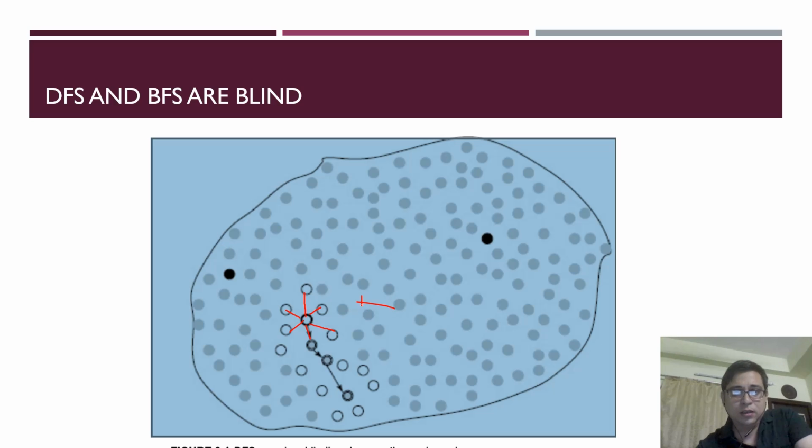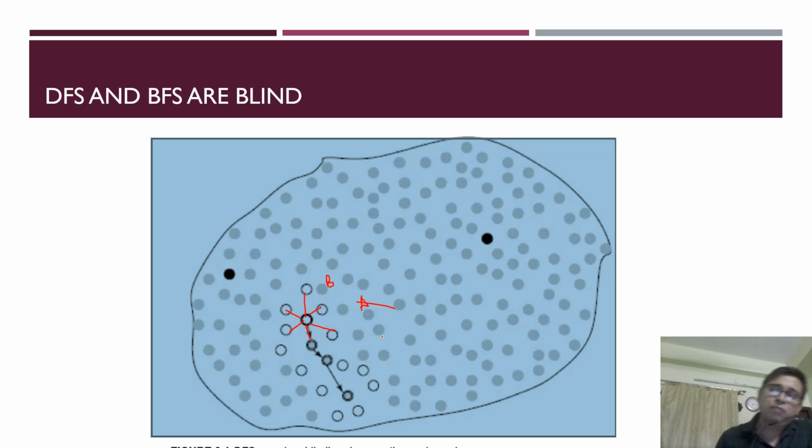So if this is A, this is B, it is not necessarily that I will pick A before B or B before A. Is it clear? So you can say that these are equally probable to be picked up. It is random which one will be picked up. But if in some way you have an idea about the goal, what you can do is look at the neighboring states and compare the neighboring states with the goal state. You are comparing the neighboring state with the goal state.